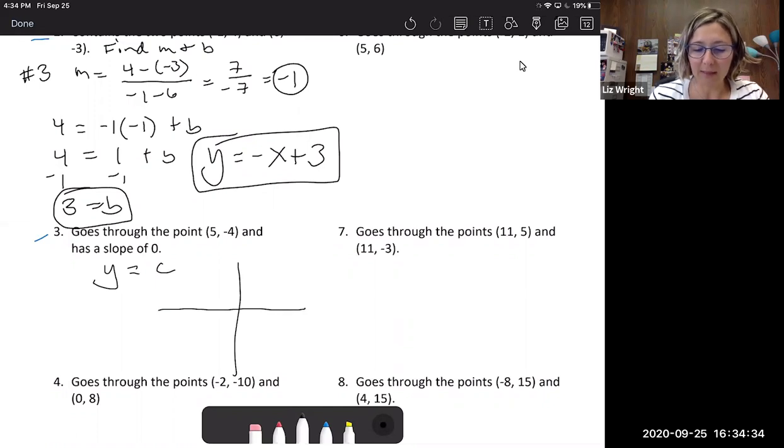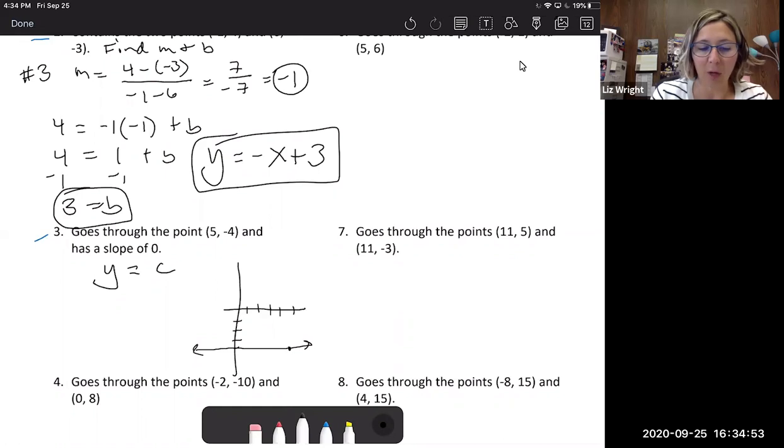This one says my point is at (5, -4). So 1, 2, 3, 4, 5, down 1, 2, 3, 4. So I'm going to put it down here. And if it's a horizontal line, it's going to go through that point like that.